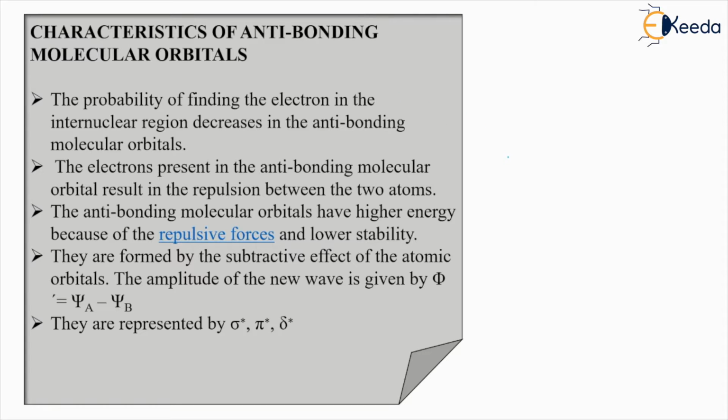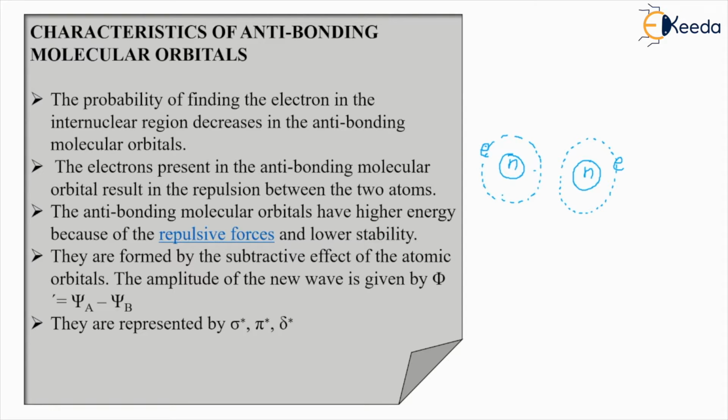Let me first start off by drawing two atoms just to explain. Again, drawing the minimum number of orbits, just one nucleus, not even showing the protons and the neutrons, only keeping the stuff which is necessary in this particular example. Drawing the orbits, I have one electron over here, one electron over here. There's a lot of distance between both of them, and thus there will be repulsive forces. The probability of finding an electron in the internuclear region decreases in the anti-bonding molecular orbitals.